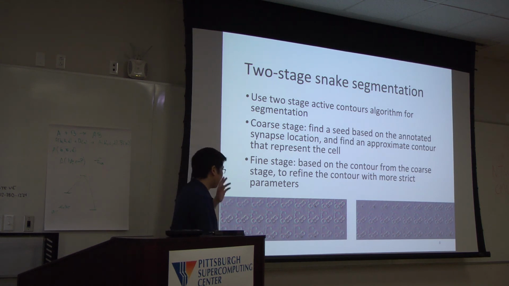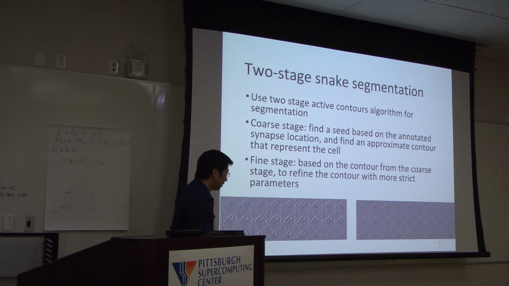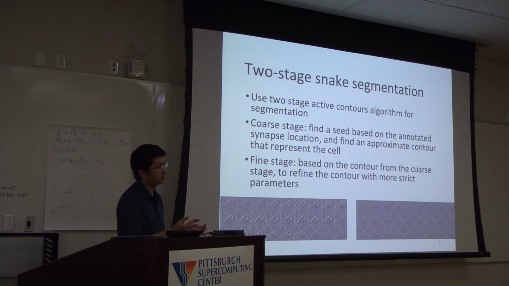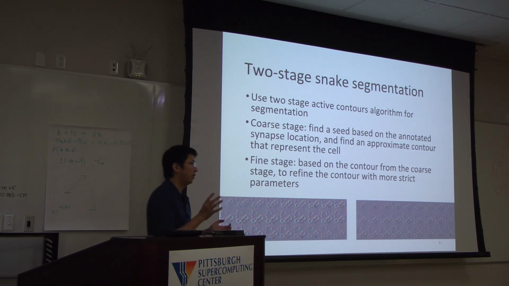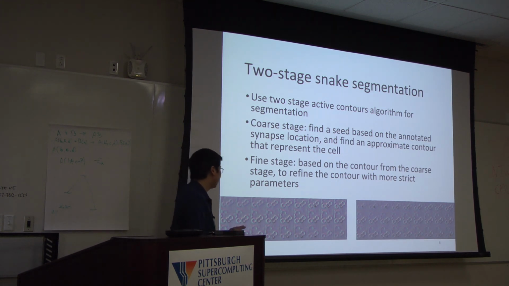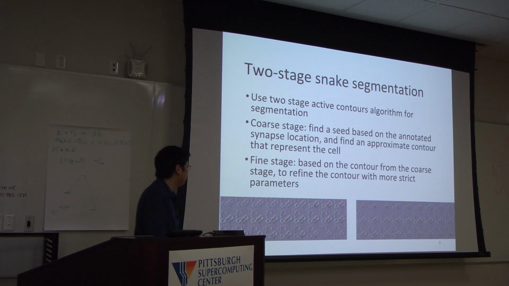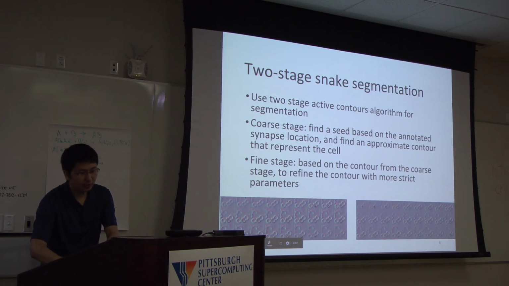And then the next step is to segment because there are some backgrounds. Unfortunately, a lot of our images are with no contrast. So the traditional segmentation method may fail for our images. So we use a 2-stage snake segmentation method. In the first stage, we choose an initial contour based on the synapse location, and we evolve them to find the approximate.